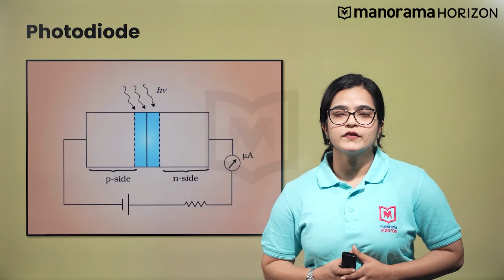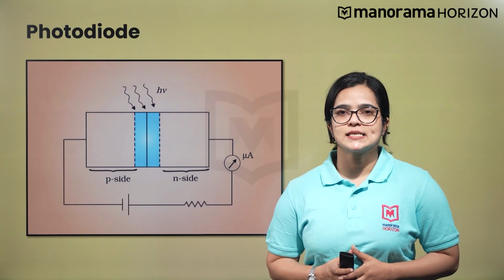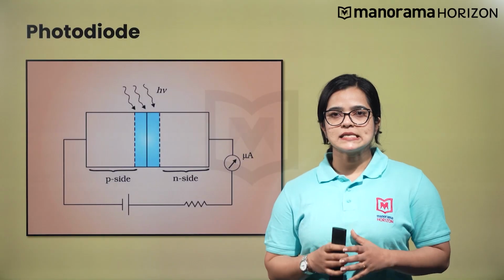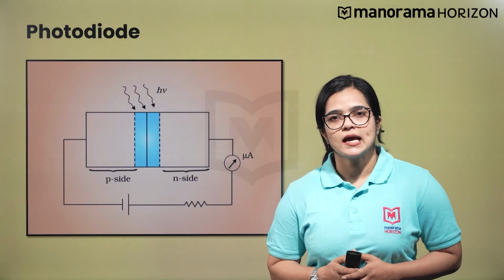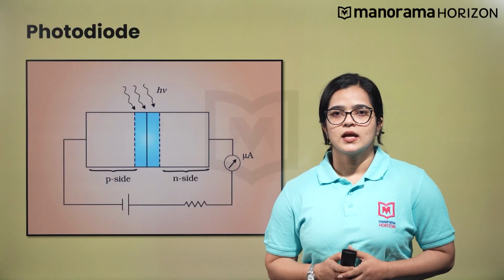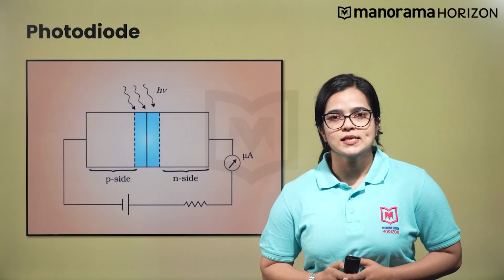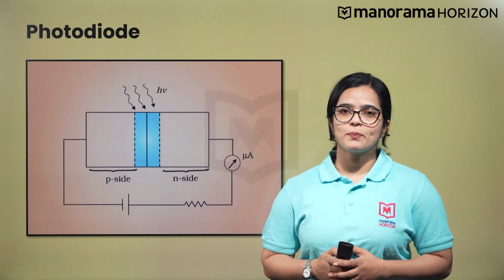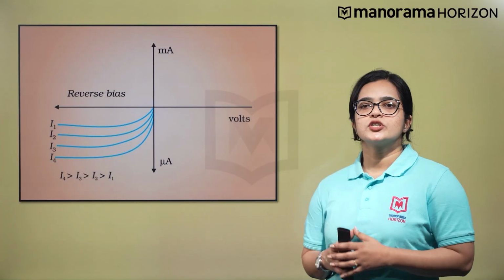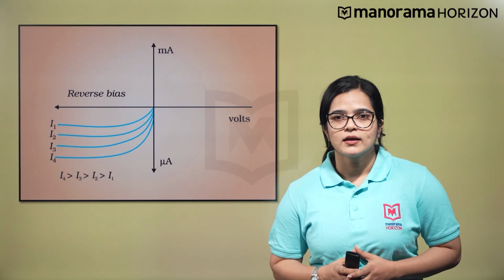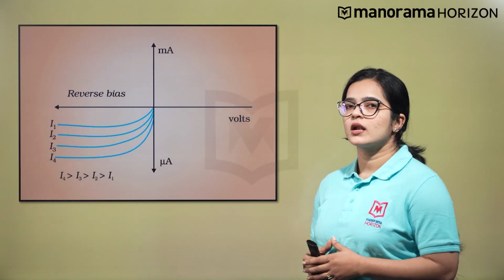Also, the magnitude of the photocurrent depends on the intensity of the incident light. We can easily observe the change in the current with a change in the light intensity if a reverse bias is applied. Thus, a photodiode can be used as a photodetector to detect optical signals. The IV characteristics of a photodiode is shown here, and we can conclude that the photocurrent is proportional to the incident light intensity.